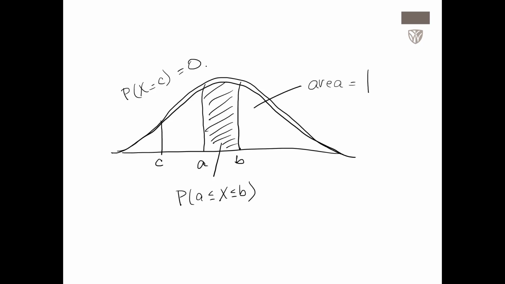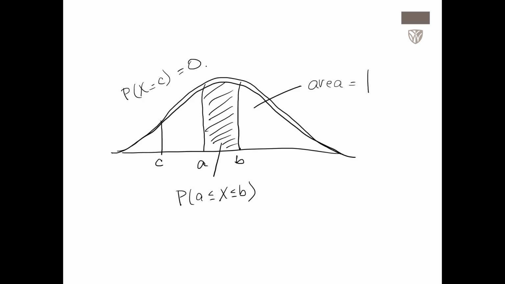Or if you wanted to think about it from a frequency perspective, this is one point out of an infinite set of points that we could consider, and so 1 over infinity essentially would be equal to 0. And so the probability that x is exactly equal to some value is going to be 0 for a continuous probability distribution. And that has some implications.